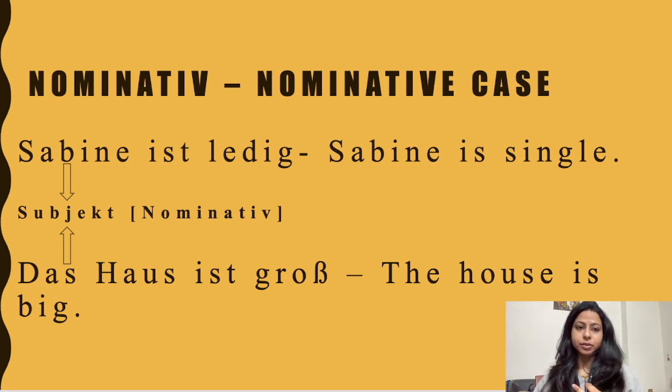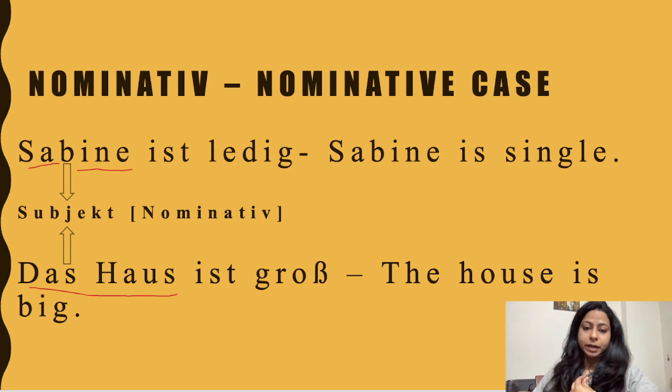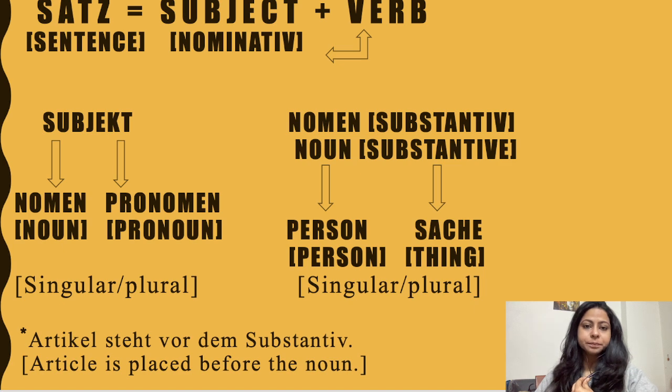Now, nominative case. Sabine ist ledig, Sabine is single. The subject here is Sabine in the first sentence. In the second sentence, Das Haus ist groß. The house is big. The subject in the second sentence is das Haus. So this is nominative. The subject is nominative. Subject is always nominative. Remember.